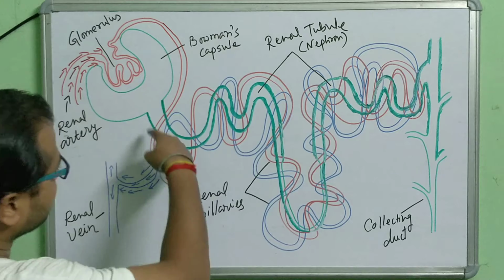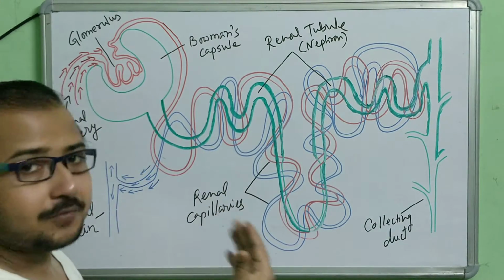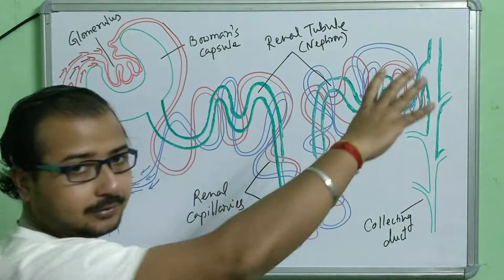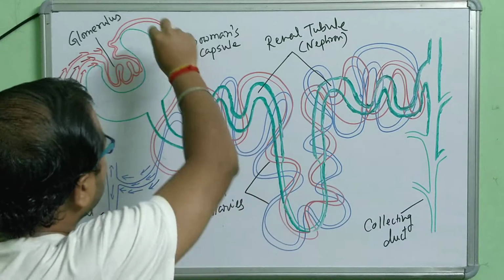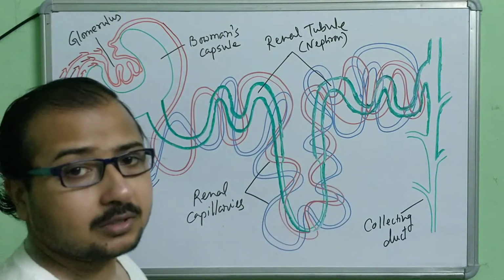Now from here the blood goes out like this, and it is entangled around the nephron. The green tube, I have thickened the lines here so that it becomes visible for you. The green tube you can see is the entire nephron, and this blood capillary is entangled around the entire nephric tubule.